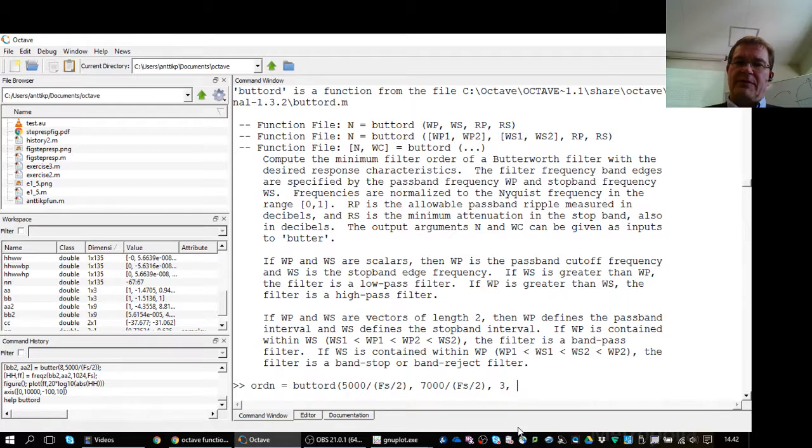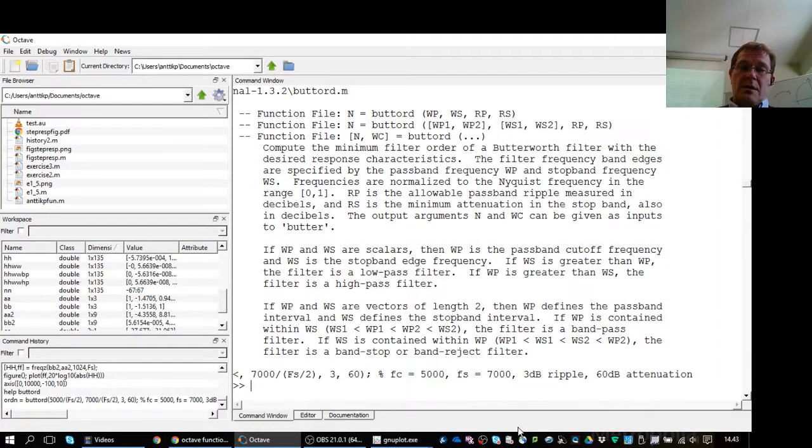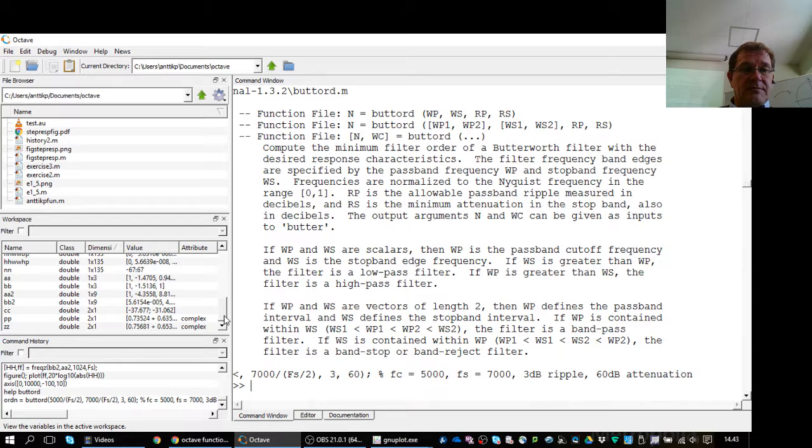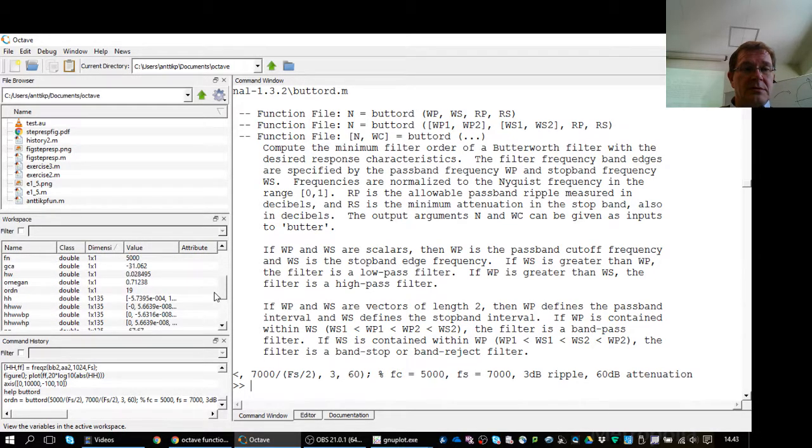So let's find the order number for a filter that at 7 kilohertz we would have 60 dB attenuation. So 5 kilohertz, Fs, 7 kilohertz, 3 dB ripple, and 60 dB attenuation. All right, what did we get? Where's my order? Order 19. Okay, good. I have number 19 there. Excellent. So now I can go and design the filter.